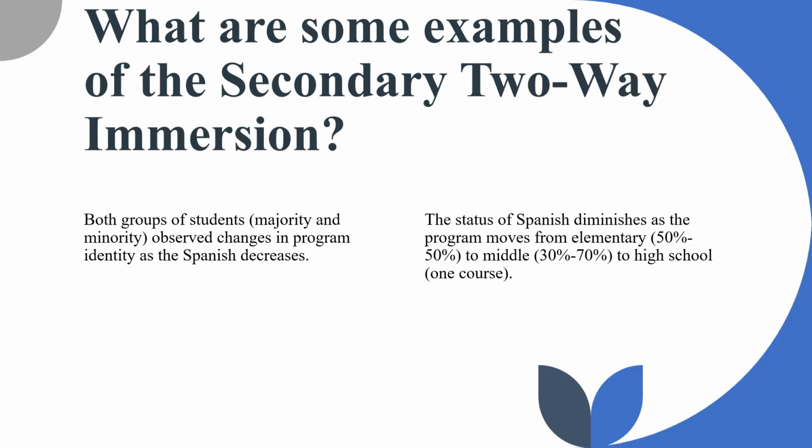What are some examples of the secondary two-way immersion? One example will be the decrease of the partner language. For instance, if we are in a Spanish dual language immersion, the status of Spanish diminishes as the program moves from elementary. From elementary, it will be 50-50. To middle school, it will be 30-70%, and to high school, it will be only one course of Spanish.